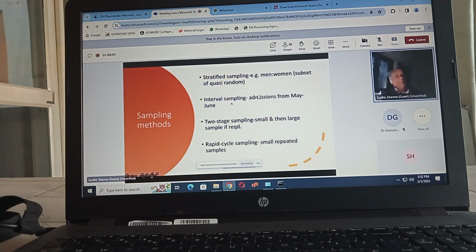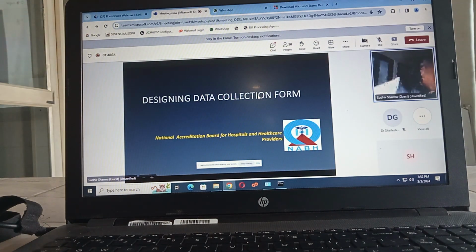Other methods are individual sampling, division from January to June or January to December or so on. Two-stage sampling, that is, first you take, this is the process stage. When I told you, first you take a snapshot sample. If you understand your findings, very good, otherwise you take the largest sample. And rapid sampling, cycle sampling, we don't do. So you collect a new sample.